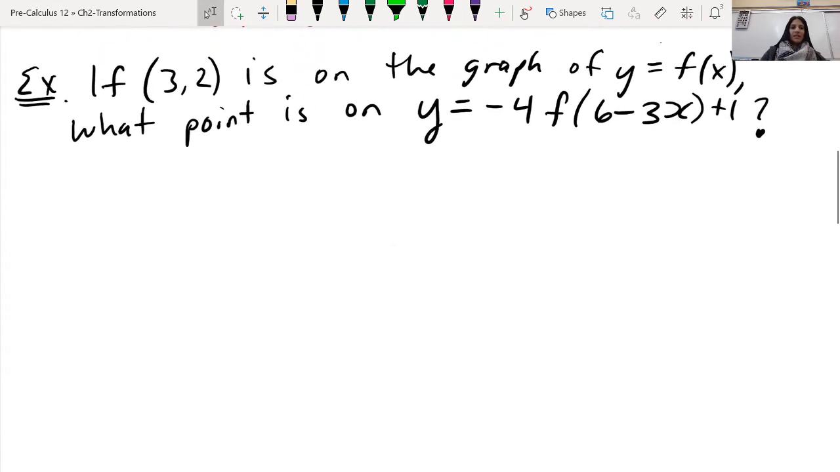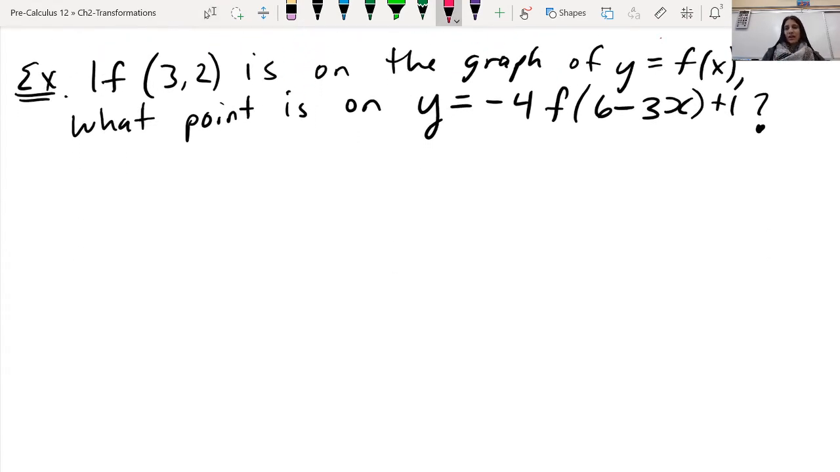Okay, for the next one, if (3, 2) is on the graph of y equals f of x, what point is on this graph? Okay, again, if I were you, I would pause it and try it yourselves. And then to get to the solution, we can tell this doesn't look like that red box. We need to do the work to make it look like that red box. So we start factoring. That's all good.